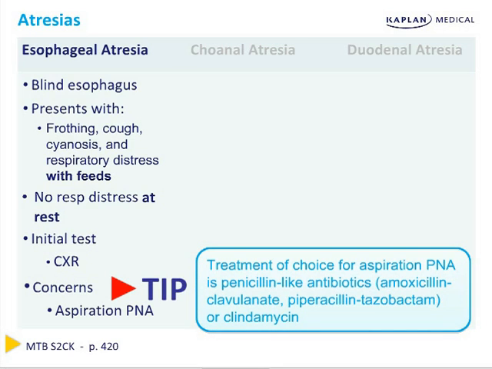And to link this with your ID knowledge, you have to think, well, given that anaerobic bacteria are responsible for aspiration pneumonia, what antibiotics are you going to put these kids on? And so think of treatment for aspiration pneumonias with penicillin-like antibiotics. You're also going to need a beta-lactamase inhibitor, so amoxicillin clavulanate and piperacillin tazobactam, with or without clindamycin, are the antibiotics of choice.